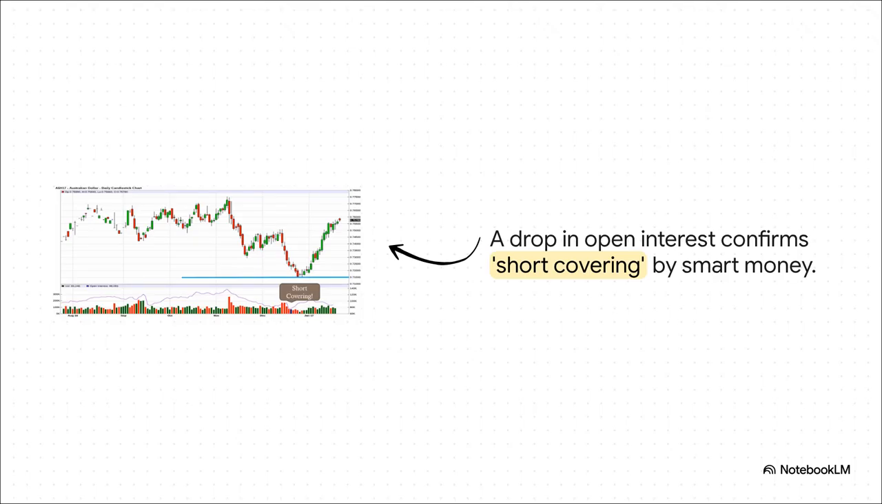Now watch what happens. As price comes down and taps our key support level, look at that sharp drop in open interest. ICT explains this as short covering by smart money. What that means is they're getting out of their short positions and they're doing it fast. Why would they do that? Well, because they don't want to be short anymore. They're anticipating a sharp move higher. This is our smart money clue.